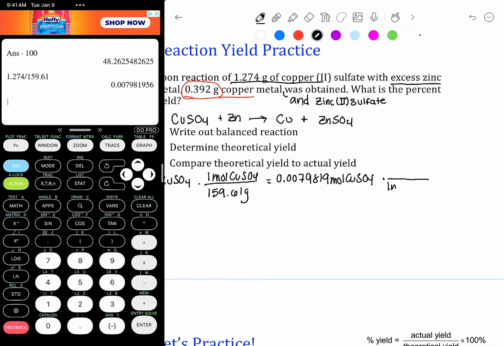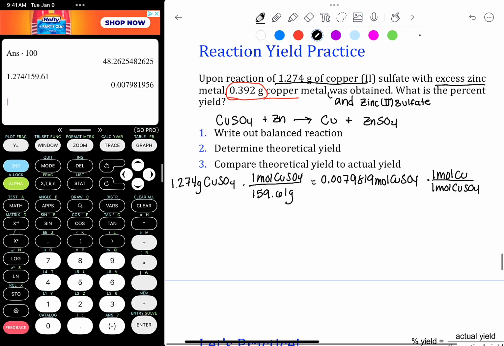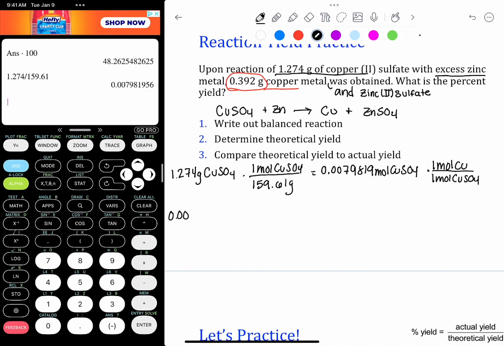We now want to convert that to moles of our product, which is copper. So for every 1 mole of copper sulfate, we get out 1 mole of copper solid. So this leaves us with 0.0079819 moles of copper. Now our actual yield is in units of grams, so I would need to convert my moles of copper to grams of copper so that they are in the same unit. You technically could also convert this grams of copper to moles of copper and then compare those. As long as they are in the same units, they're going to give you the same yield.